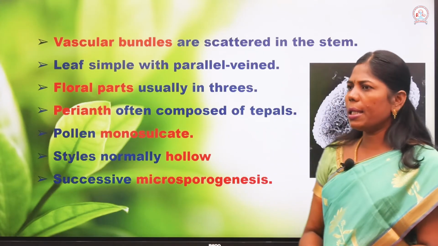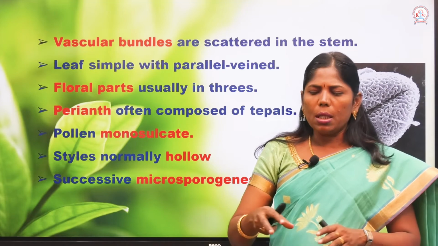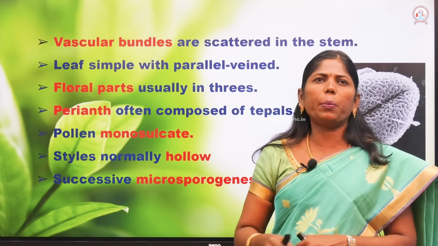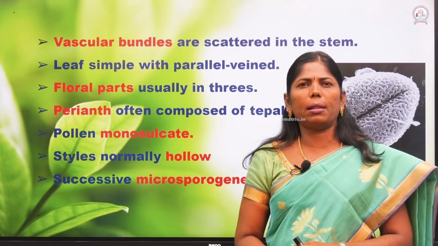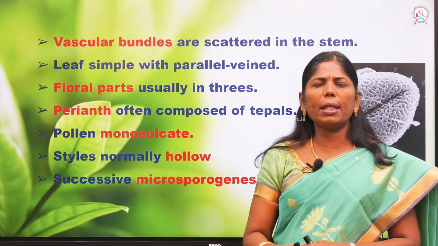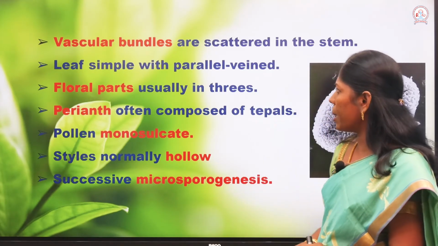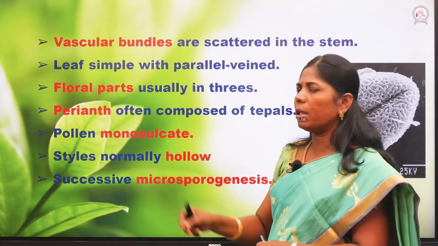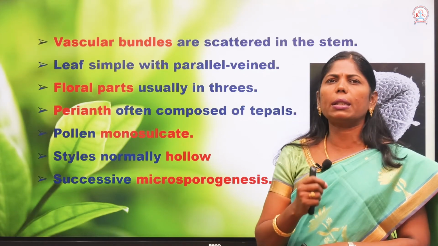So vascular bundles are scattered in the stem. Okay, vascular bundles, how will they be? They are all scattered, separate and spread out, we say. Similarly, the leaf characters: here parallel venation is present, and the floral parts may be trimerous in condition. So the perianth, because the calyx and corolla are not differentiated, is called here a perianth. Each segment of the perianth is called a tepal.